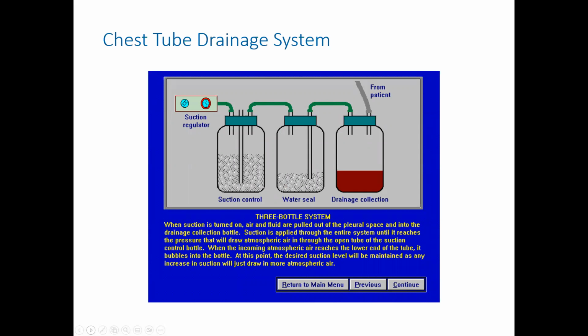A little more depiction of the 3-bottle system, just showing you again. This is reversing it, but it's fine. You see that the drainage collection is now on the right-hand side, so that's close to the patient. And then you have the suction regulator on the other side there. We're really testing basic understanding of the way that these systems work.